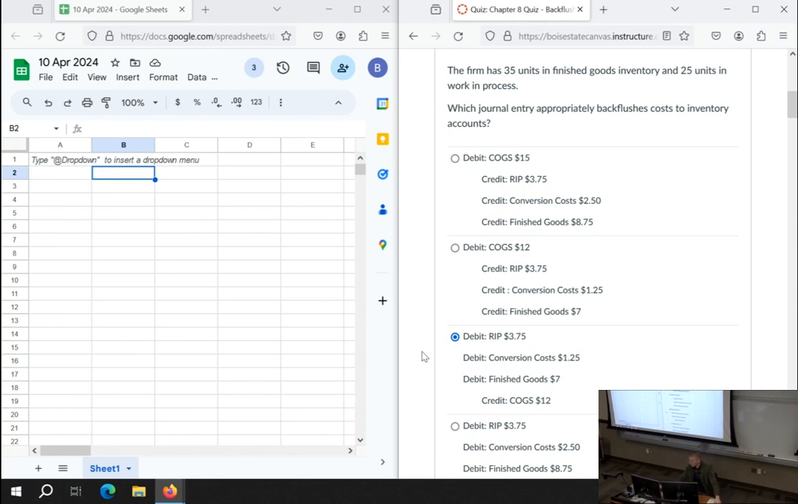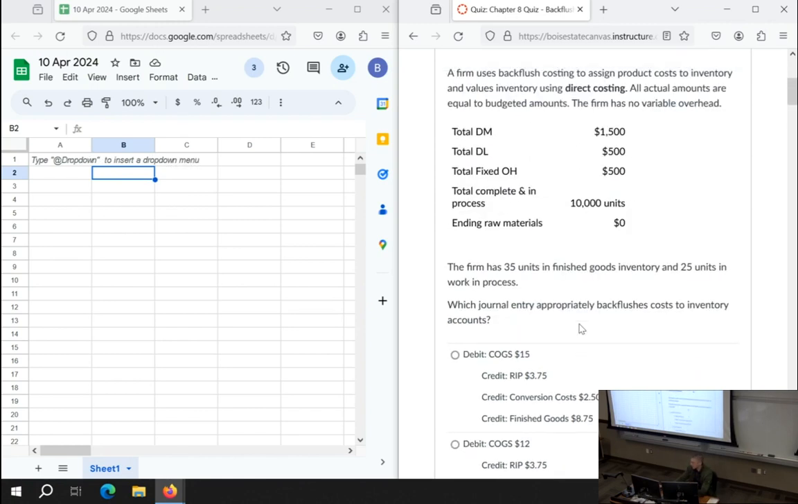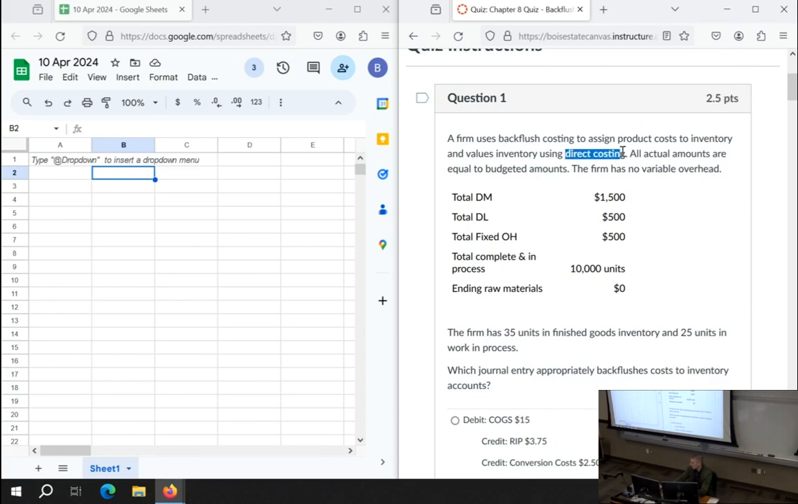Okay, and so as a result of this, C or D has to be the right answer, one of these two. And if you want to make an educated guess, notice that down here, conversion costs and finished goods are higher than up here. I told you that I was probably going to tempt you with that fixed overhead cost, right? Because I'm testing whether or not you know what direct costing means.